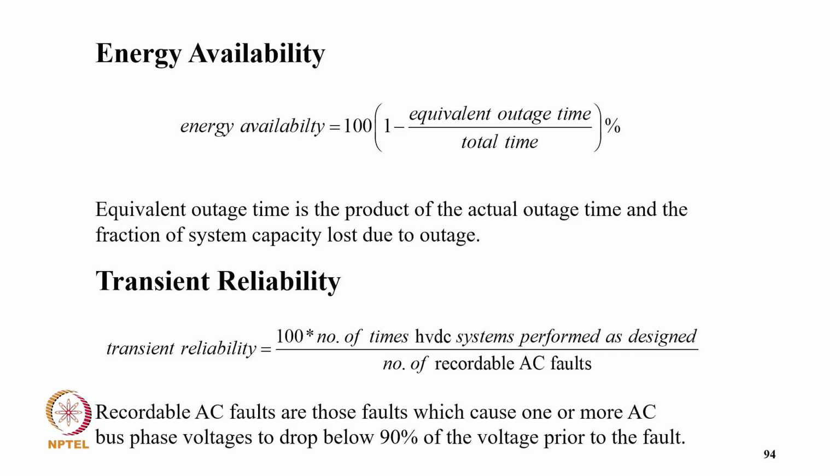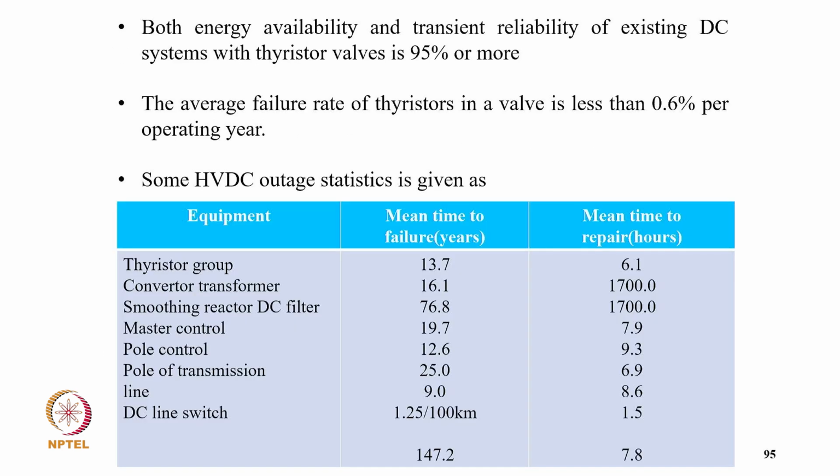Recorded AC faults are those faults which cause one or more AC bus phase voltages to drop below 90% of the voltage prior to the fault.